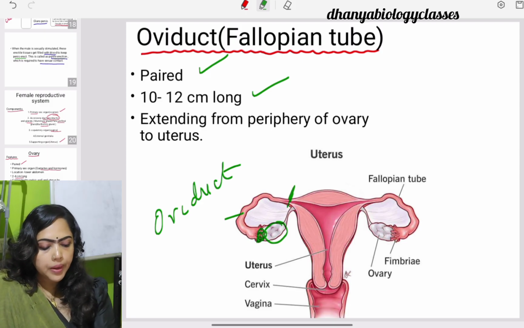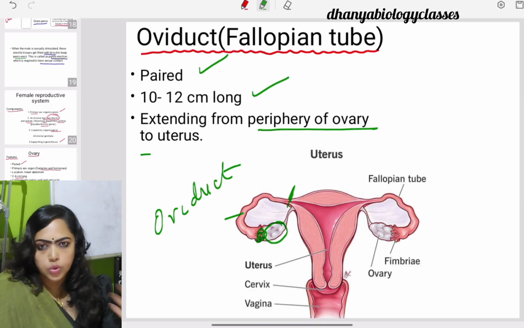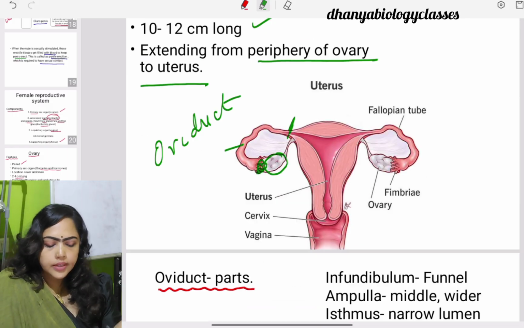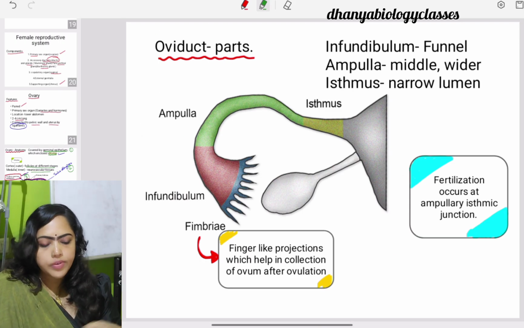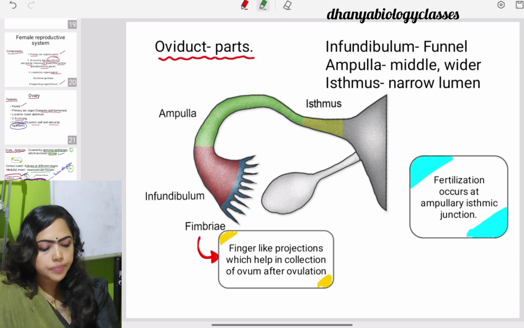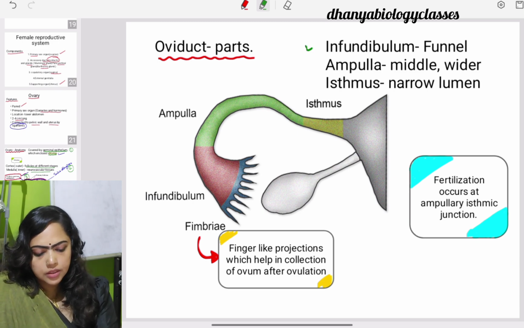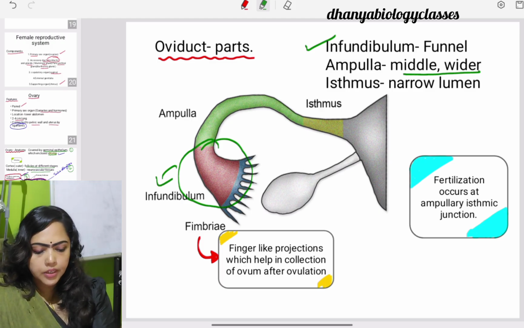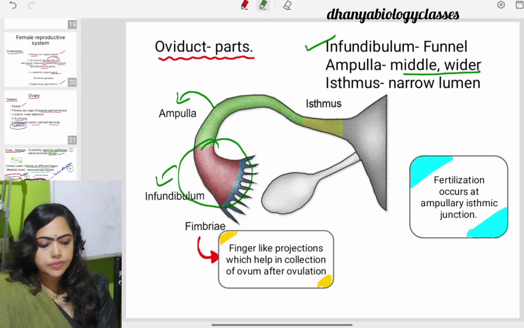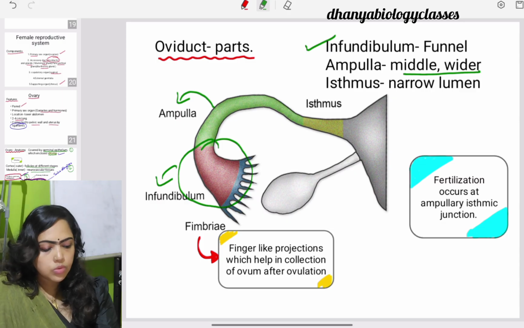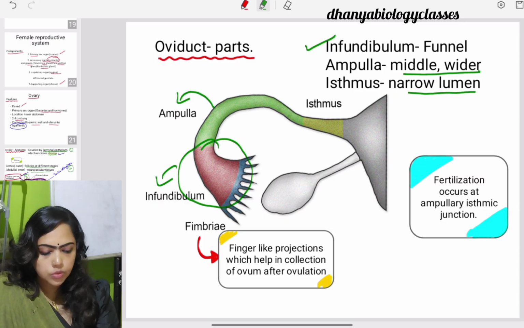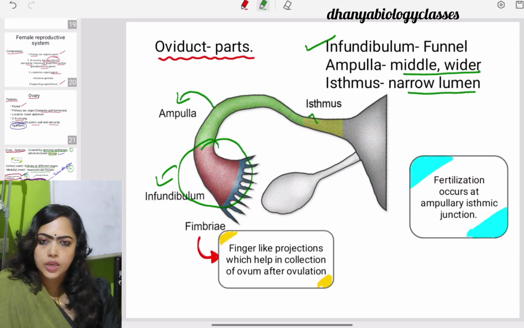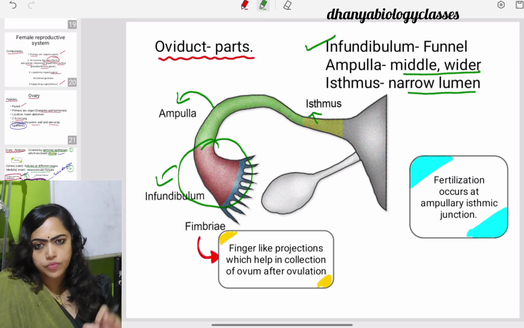So extending from the periphery of the ovary to the uterus. And then the parts of the oviduct. The oviduct consists of 3 different parts. First, the funnel shaped part. This part is called as what? Infundibulum. And then the middle wider part is present. This part is called as what? Ampulla. And the last, the part with narrow lumen, that is what? Isthmus. Okay. So these are the 3 different parts of the oviduct.